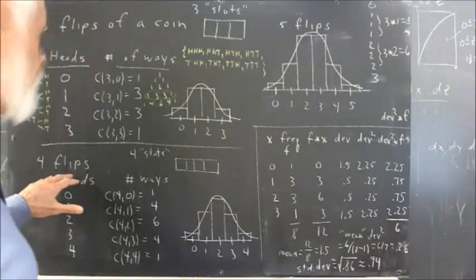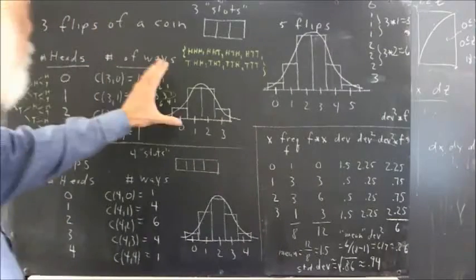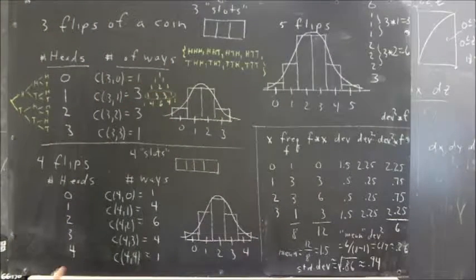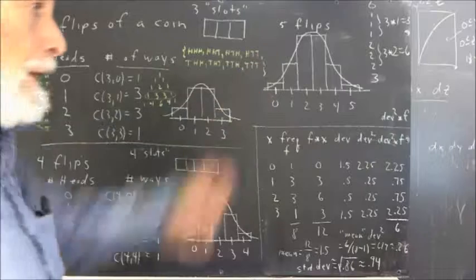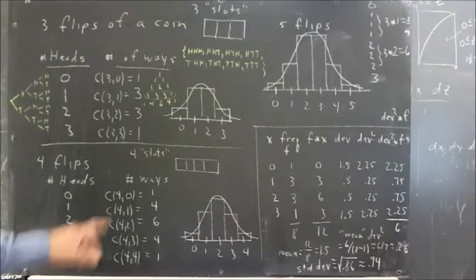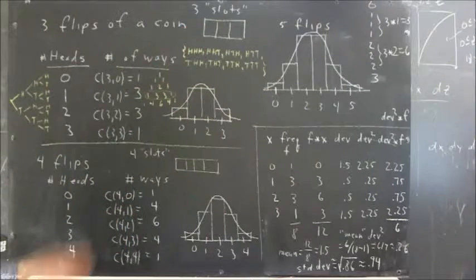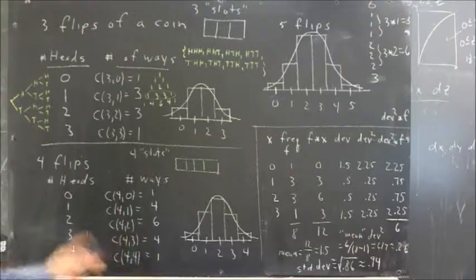Okay, now you should work this for 4 flips and 5 flips. Use the same reasoning. Make sure you understand that reasoning before you look at the results. In any case, now for 4 flips, there is one way. If you list the sample space, you can easily count the number of ways to get no heads.